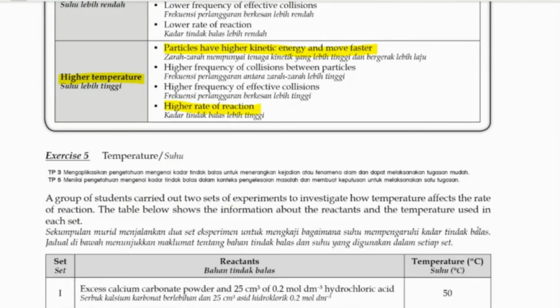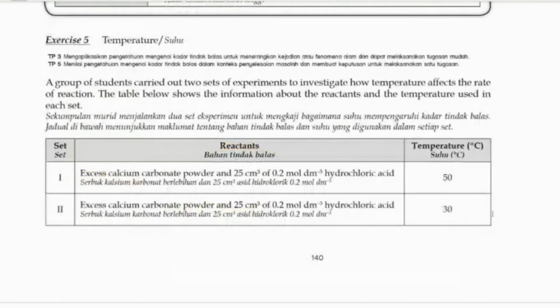Now we look into the example. Temperature affects the rate of reaction. So you see here, now the concentration is the same. The acid is also the same, right? Here is powder, this one also powder. So no difference, but the temperature is different. Step 1 and step 2. So class, which one has a higher rate of reaction? Step 1 or step 2? Yes, step 1, higher temperature, am I right?